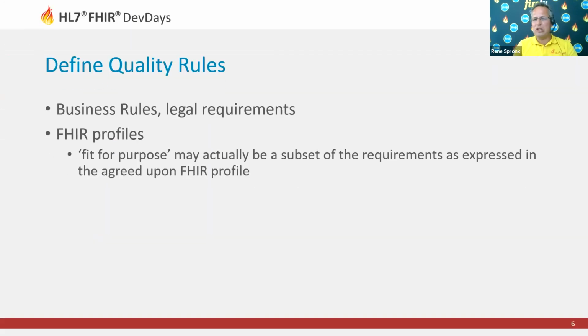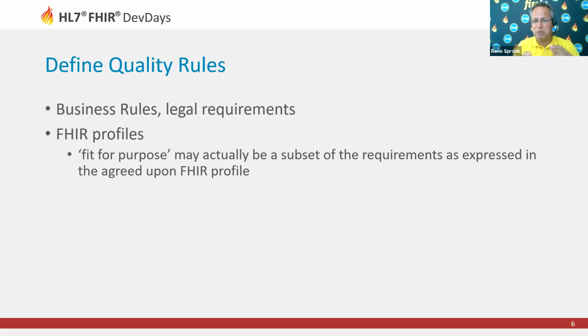Anyway, you need to define these quality rules. What are the quality rules, the business rules effectively, that you want the data to adhere to once you have done all your transformations, etc.? It could be business rules, governance, legal requirements, regulatory requirements, but it could also be expressed as FHIR profiles. But be aware, however, that, for example, if you are working on a US project and the US project states that we want all of our data to be conformant to US Core, the US Core set of profiles.